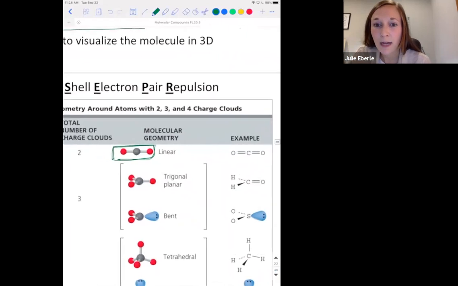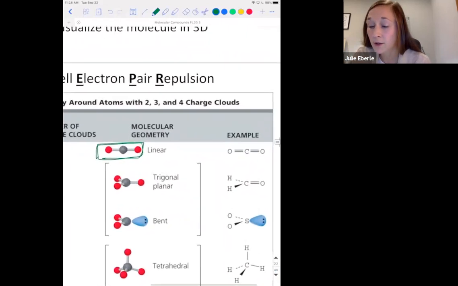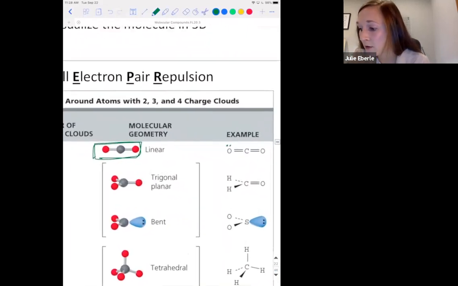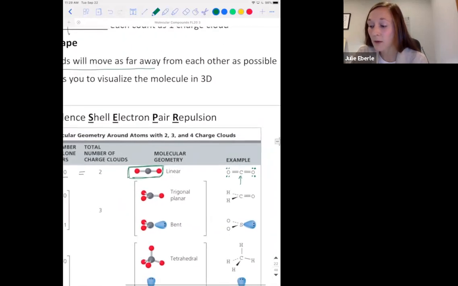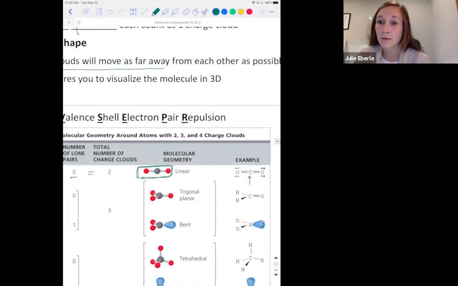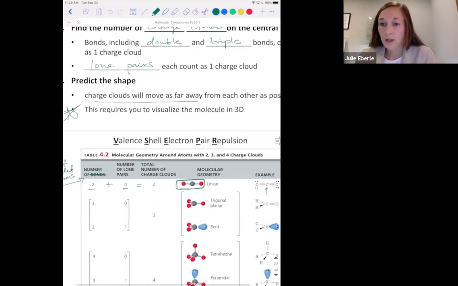Now you may be thinking, but I do know that there's lone pairs in this molecule, and you're absolutely right. We got lone pairs all over these oxygens, but they are not on the central atom. So we don't consider lone pairs on non-central atoms. We're just trying to name the geometry for this carbon here. Carbon is the central atom. Oxygen can at times be central atoms, but it's not here. All right, questions on molecules that are linear?